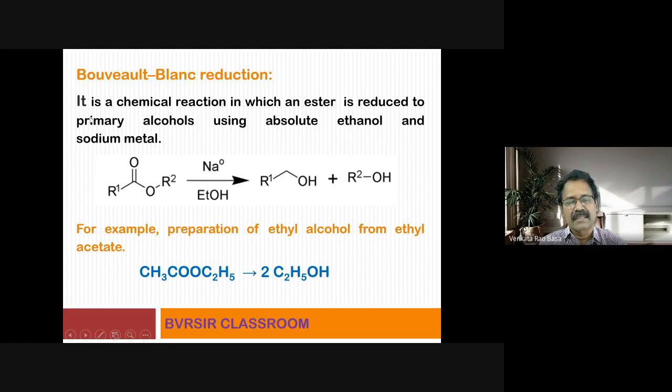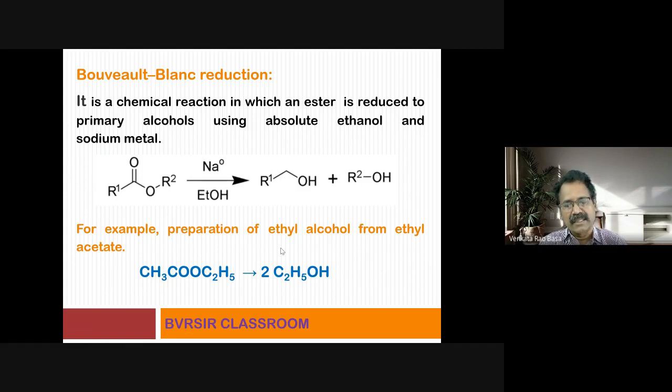You study this reaction: it is a chemical reaction in which an ester is reduced to primary alcohols. Ester is reduced to primary alcohols using absolute alcohol and sodium metal. Sodium metal is this one and this one is absolute alcohol. Here 0 means it is a zero oxidation state, metallic state. For example, preparation of ethyl alcohol from ethyl acetate. Ethyl acetate formula is CH3COOC2H5.